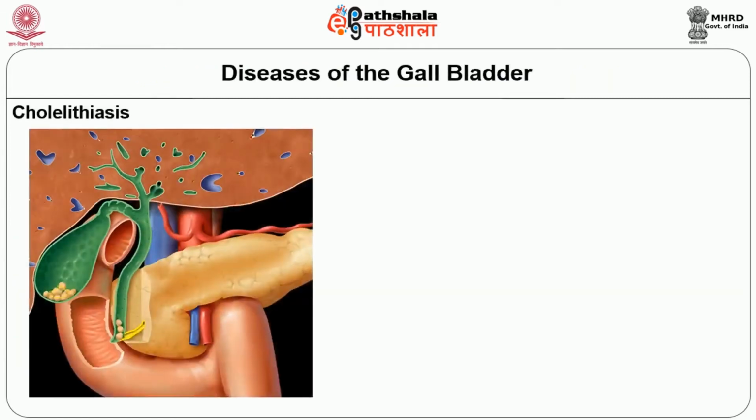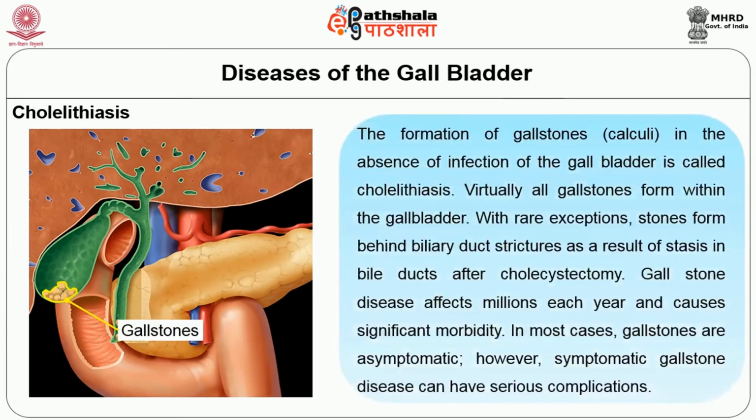Now, let's see the diseases of the gallbladder. 1. Cholelithiasis. The formation of gallstones in the absence of infection of the gallbladder is called cholelithiasis. Virtually all gallstones form within the gallbladder. With rare exceptions, stones form behind biliary duct stricture as a result of stasis in bile ducts after cholecystectomy.